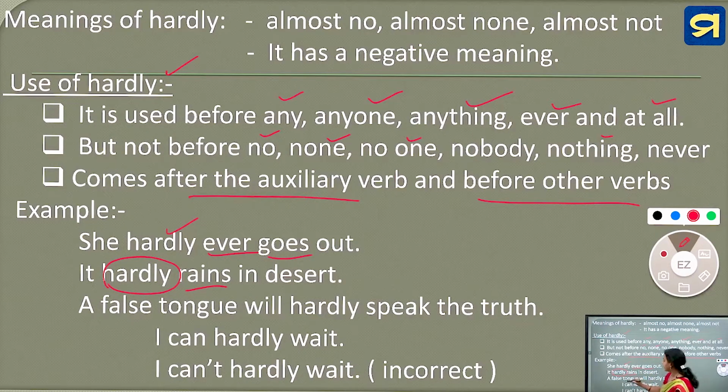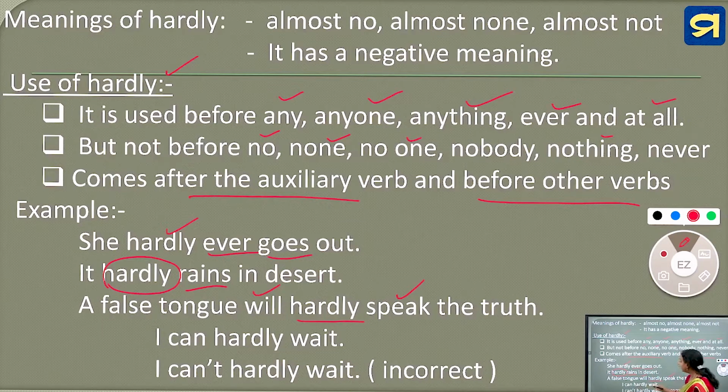Okay? Next, a false tongue will hardly speak the truth. Children, see this. Here the word hardly is used after the auxiliary verb and before the main verb. Remember, after the auxiliary verb and before the main verb. Okay? Then children, remember one thing.